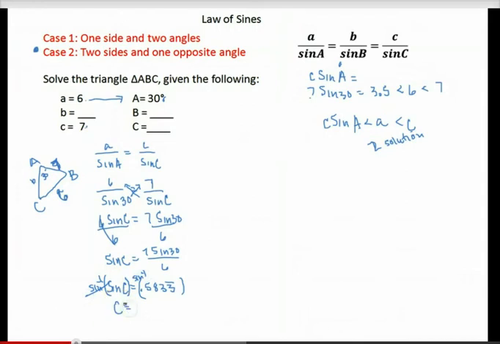Okay, so that gives me the angle C is inverse sine of 0.5833. Again, I just left that in my calculator so I'd have the most exact answer and did the inverse sine of the number. And that gives me about 35.7 degrees for my angle. I'm going to go ahead and round to the nearest tenth.